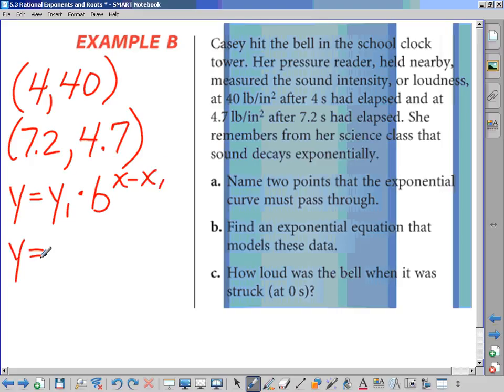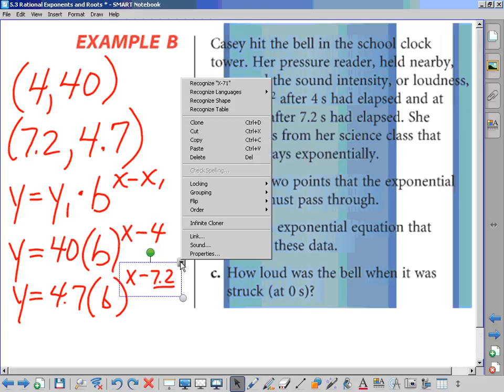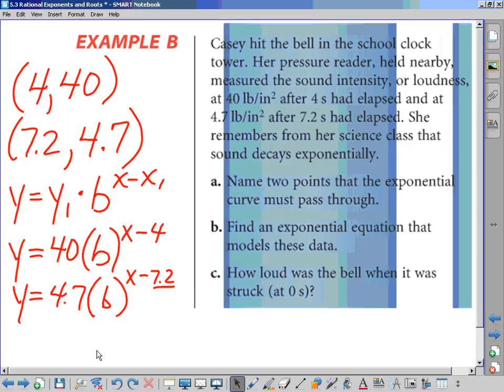So we have y equals, I'm going to choose the y1 of 40. We don't know what b is, but the x1 that goes along with that y1 of 40 is 4. Next, we're going to use the other point, let's call it x2, y2, to make another equation. In this one, 4.7 is our y. That goes where a normally goes. b is unknown at this point. Now, in this exponent, we have x minus 7.2 because that's the x value that goes with our given y value, 4.7.